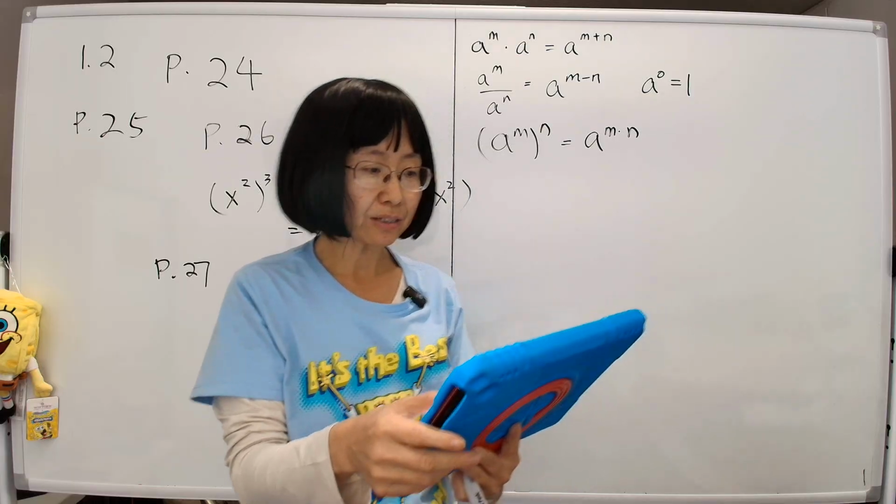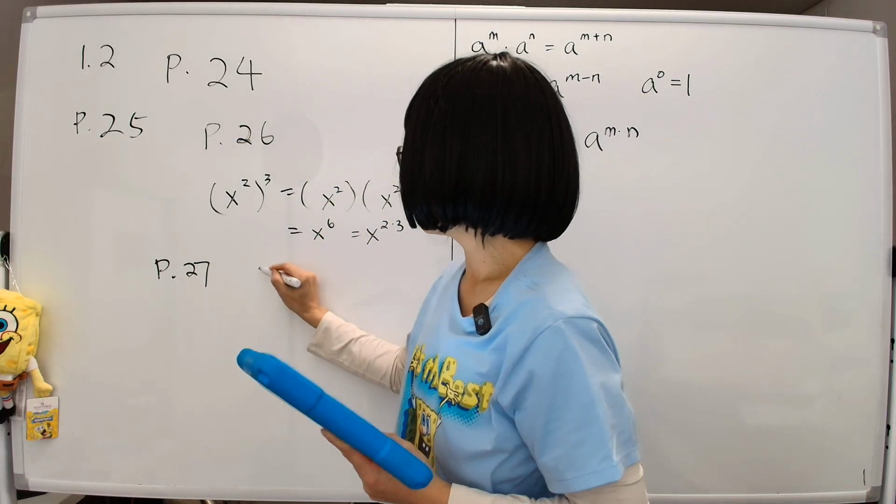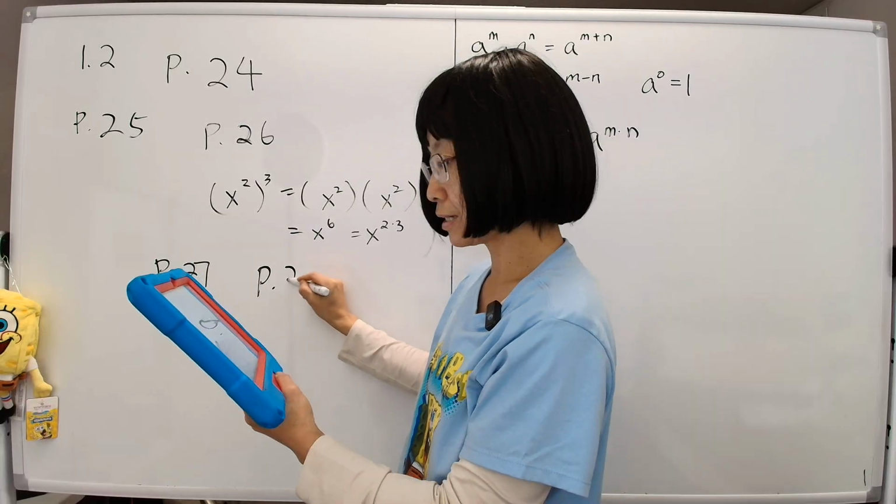So next, let's look at the next page. We are now on page 28, where we consider negative exponents.